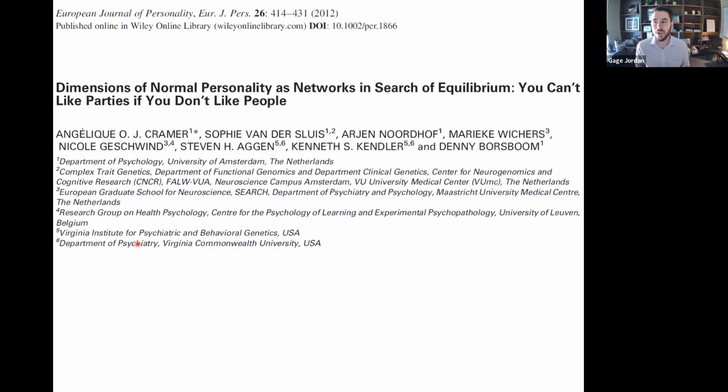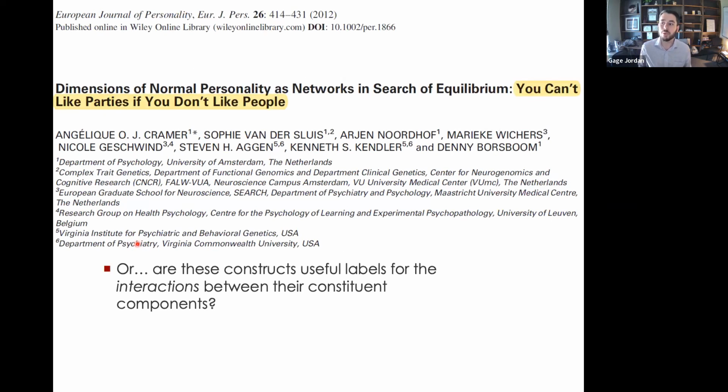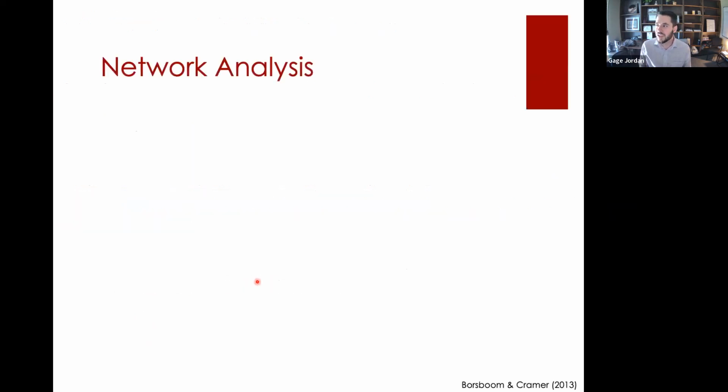It's actually a seminal paper that sort of introduced the idea of network analysis in psychology, right? You can't like parties if you don't like people, right? Is extroversion just a good descriptive label for people who like other people and like going to parties? Or does extroversion cause you to like other people and cause you to like going to parties? Or if you like people, you like going to parties and vice versa. So it's sort of the idea behind network analysis that I was getting at, the nuance behind it, right?